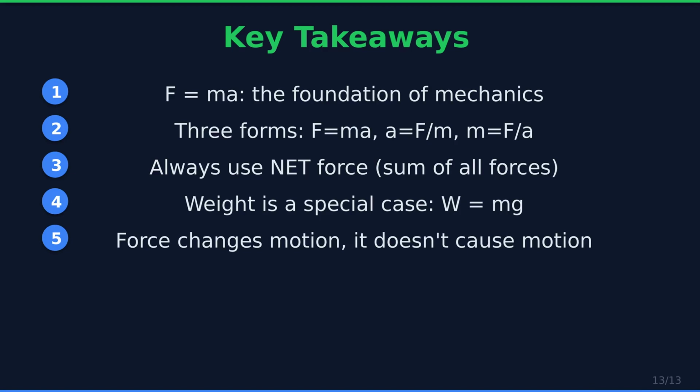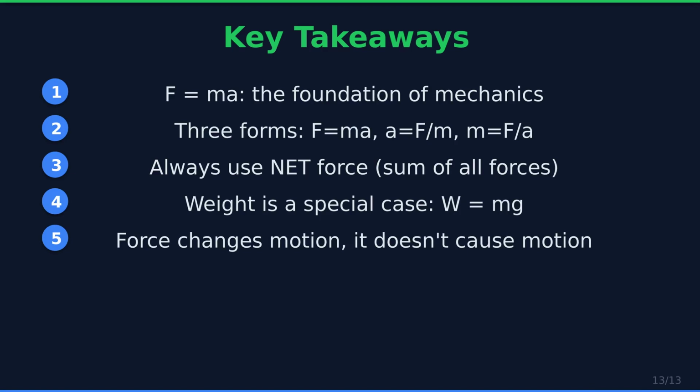Now here's where it gets interesting. A 5-kilogram box is pushed with 30 newtons, but friction pushes back with 10 newtons. What's the acceleration? The crucial step is finding the net force first. 30 minus 10 equals 20 newtons net. Now divide by mass. 20 divided by 5 equals 4 meters per second squared. Remember, always use net force, not just the applied force. This is where many students make mistakes.